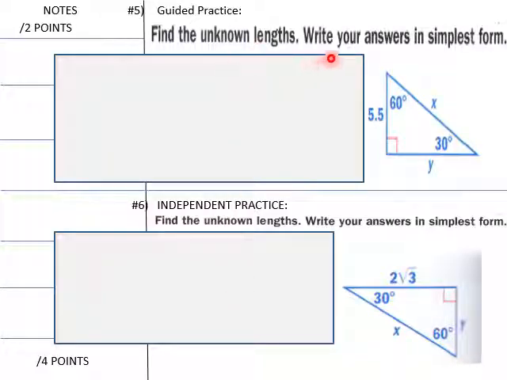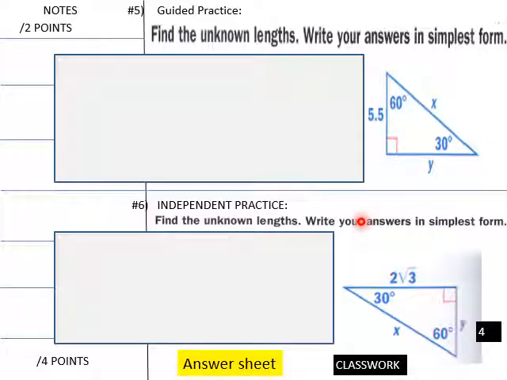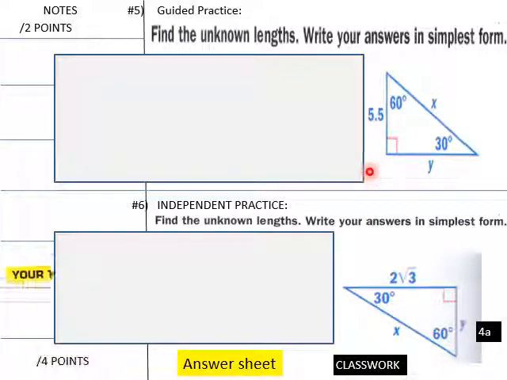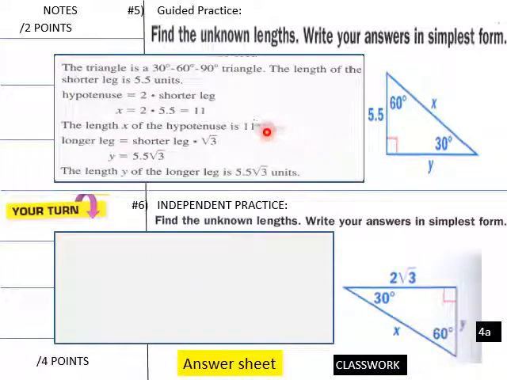Okay, let's try one now. Write your answers in simplest form. We know our 30-degree angle is here, so our 5.5 is our shorter leg. We know the length of the shorter leg, and in a 30, 60, 90 triangle, the hypotenuse is 2 times the shorter leg. So x here is our hypotenuse. It is opposite of the 90-degree angle.